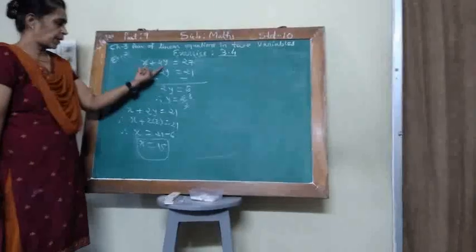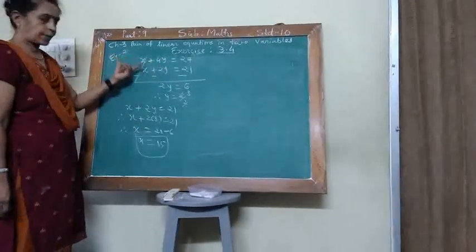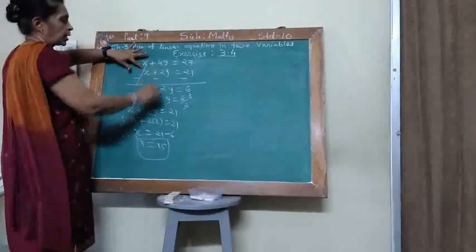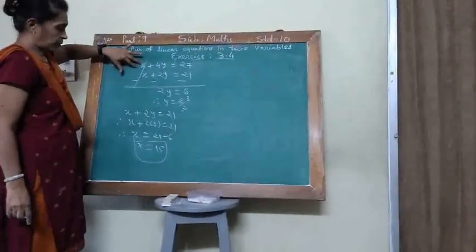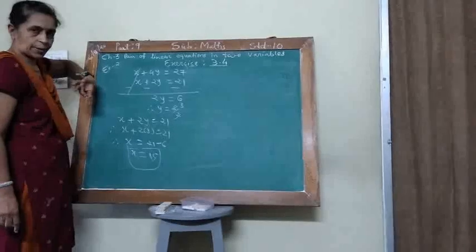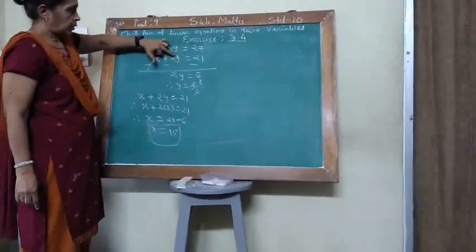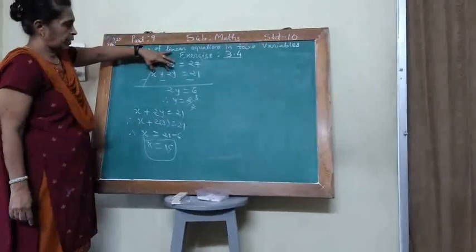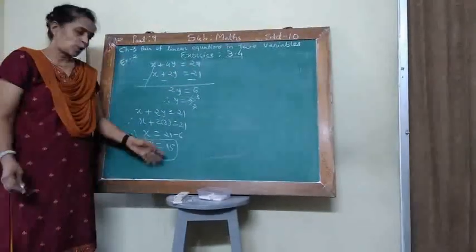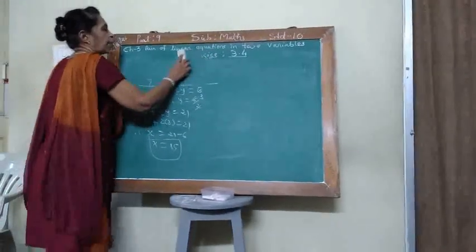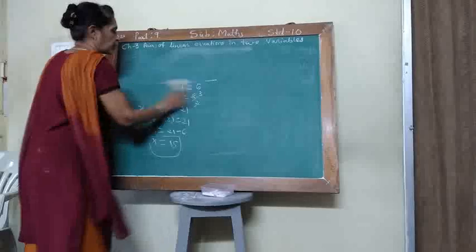If you put this value here, you will see whether your answer is correct or not. 15 plus 4 threes are 12, 12 plus 15, 27. Our answer is right here. 15 plus 3 twos are 6, 15 plus 6, 21. So both equations are satisfied. This way I have completed exercise 3.4.